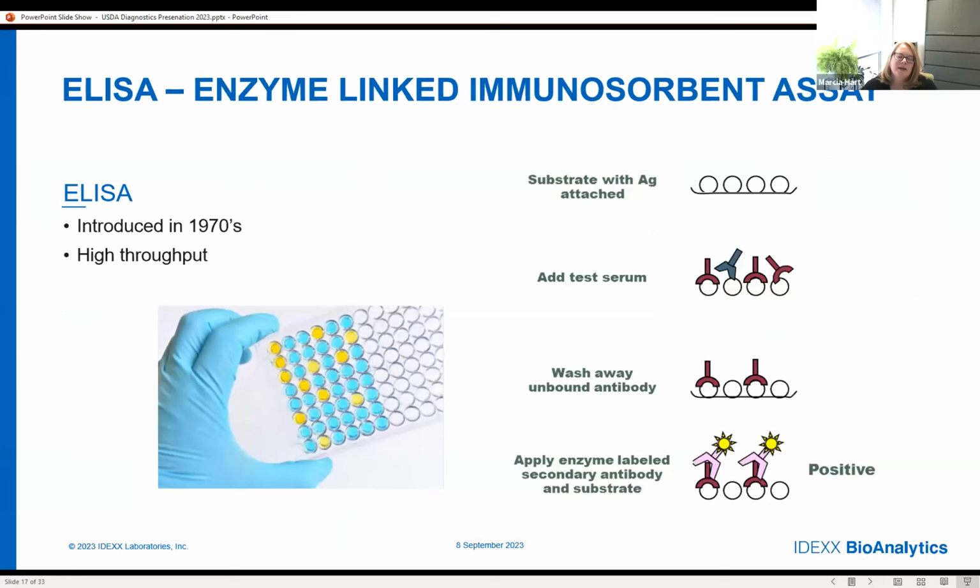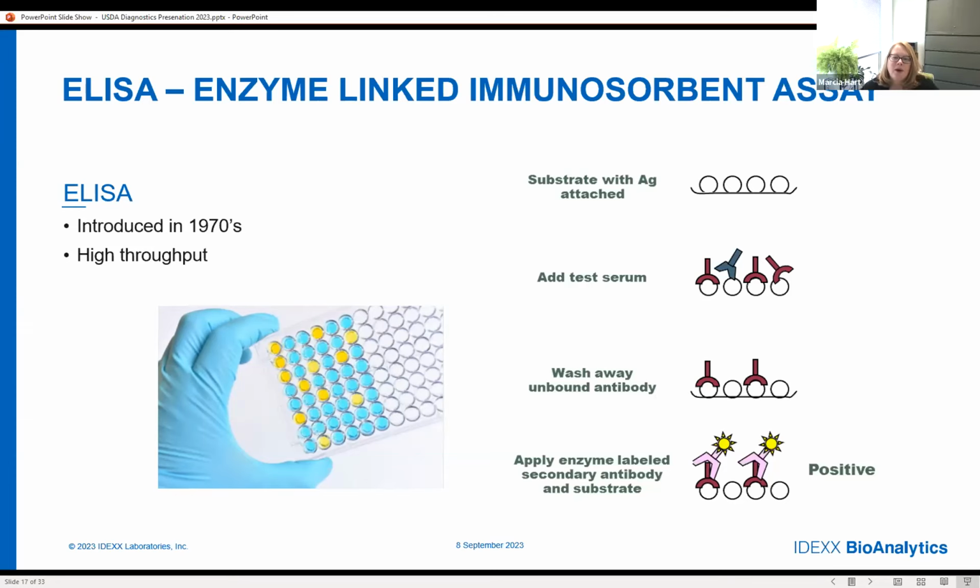ELISA is an enzyme-linked immunosorbent assay. And again, we have a nice catchy nickname for that so that you don't have to say all of those words. It was introduced in the 1970s, and it really allowed for high throughput. The laboratory can push through many plates within a day, which is advantageous because we can get client results out quicker.